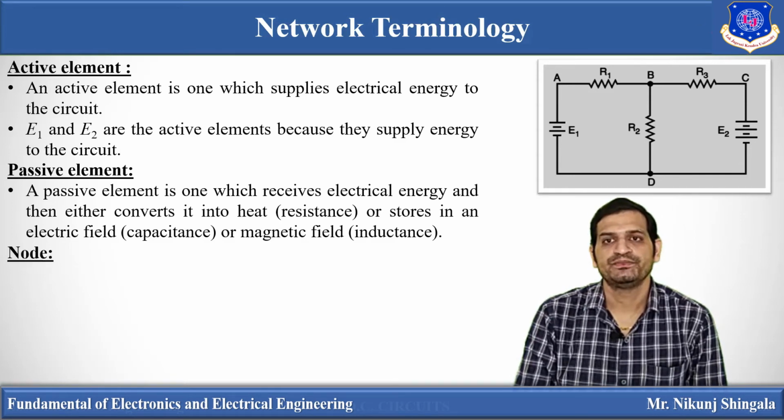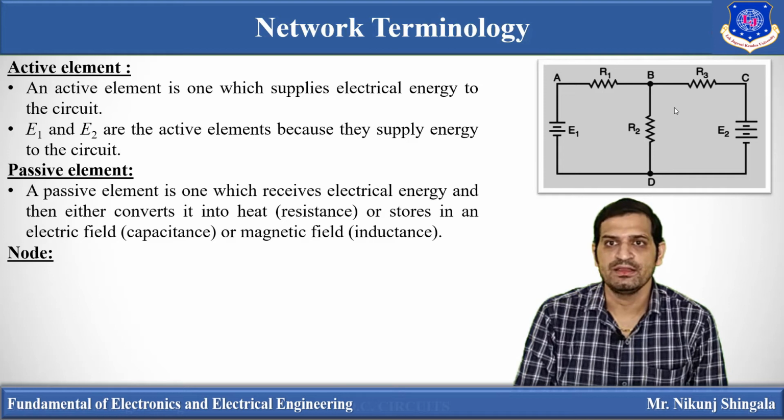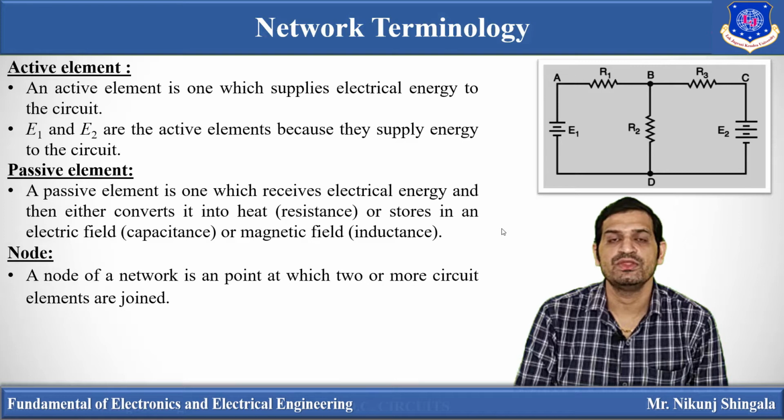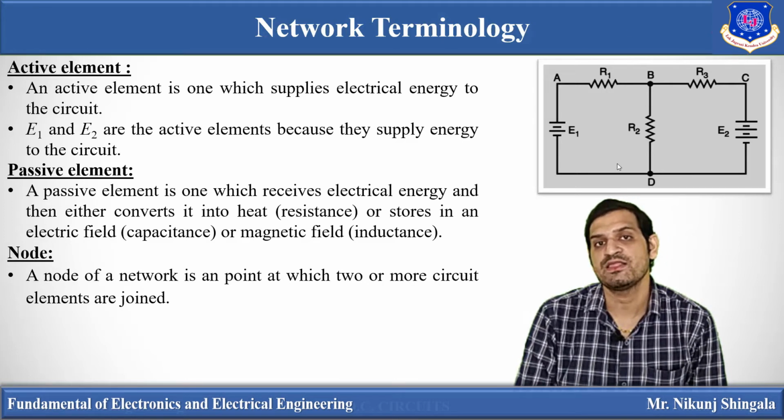Next one is a node. Here you can see point B where two or more elements are meeting. R1, R2 and R3 are connected at point B. So this is nothing but a node. It is a point at which two or more circuit elements are joined. So in the given circuit, B and D are the nodes where two or more elements are joined.